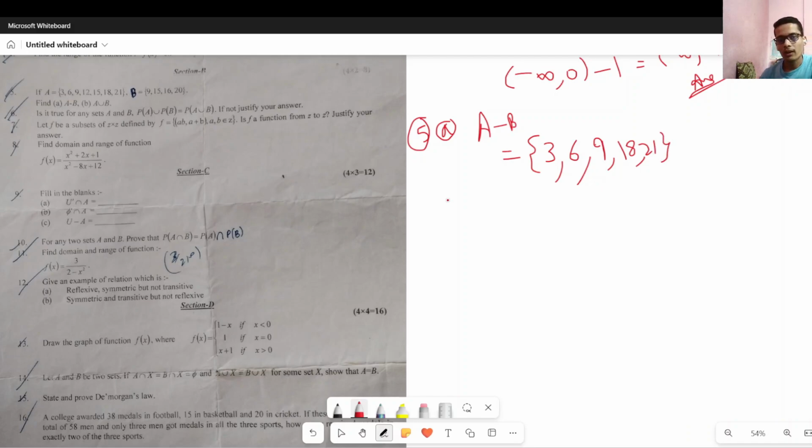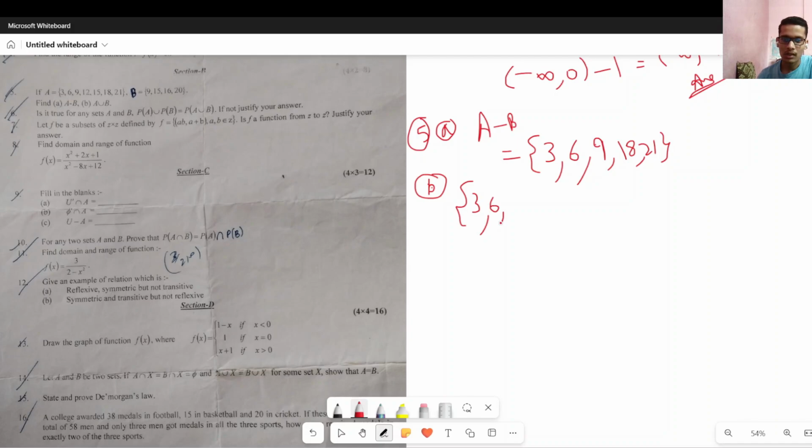So this is the answer of the first part, that is A minus B. The difference of sets is this. Now moving towards the B part. In the B part, we are asked to find A union B. That is, we have to make the union. So A union B will be all the elements in the set A and B, but without repetition.